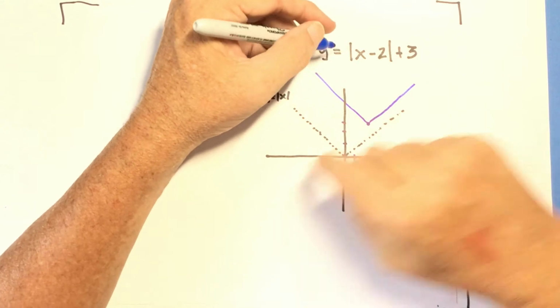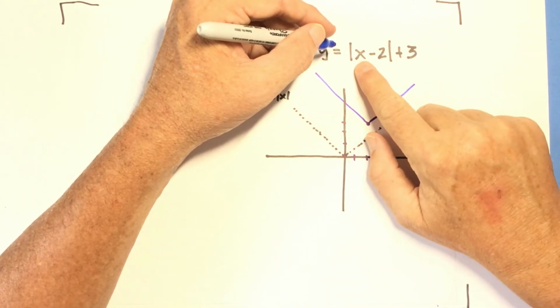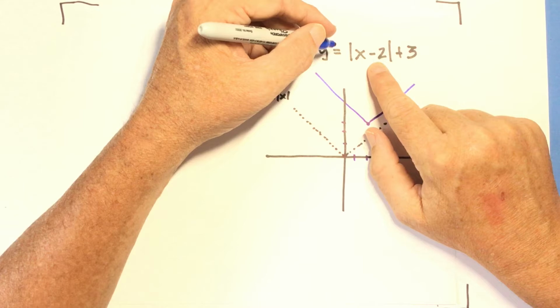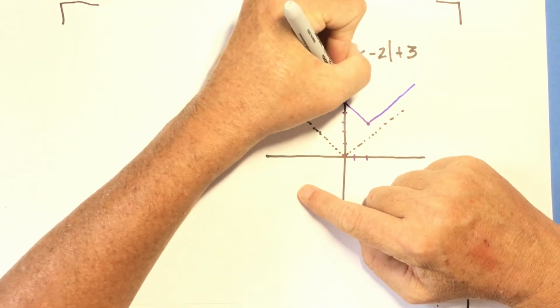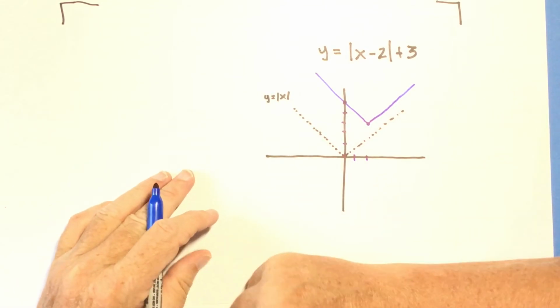And let's just check real quick. If x is 0, 0 minus 2 is minus 2. The absolute value of minus 2 is 2, plus 3 is 5. y is 5. Let's look at that. Of course it is. There's 0, 5 right there.